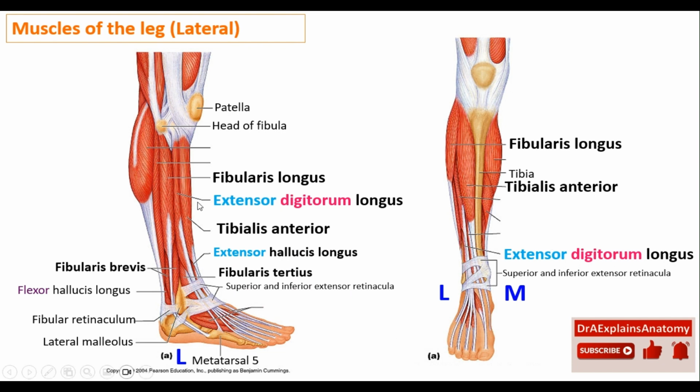We can see the extensor digitorum longus right here. So that is the tibialis anterior. Then we have the extensor digitorum longus. Then we have the fibularis longus. And then we have the soleus muscle. This is the tendon of the extensor digitorum longus muscle. Also, we have the extensor digitorum brevis muscle. Brevis is short. It also extends the digits. It's on the anterior aspect.